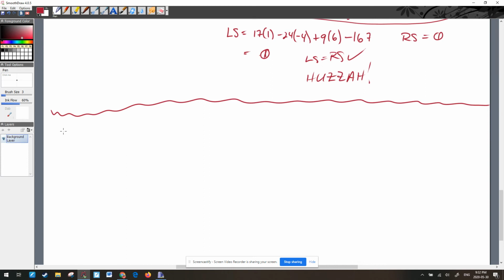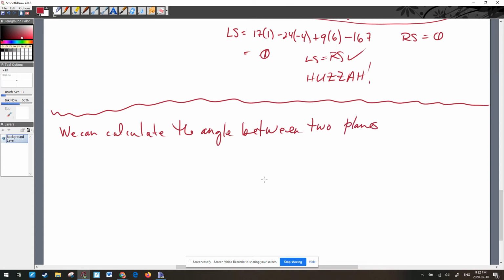The other thing that we can do is we can calculate the angle between 2 planes. So I'm going to try and draw this, and you can definitely laugh because it will be a garbage drawing. However, here's the scenario I'm talking about. So we've got a plane, right? So here is a plane.